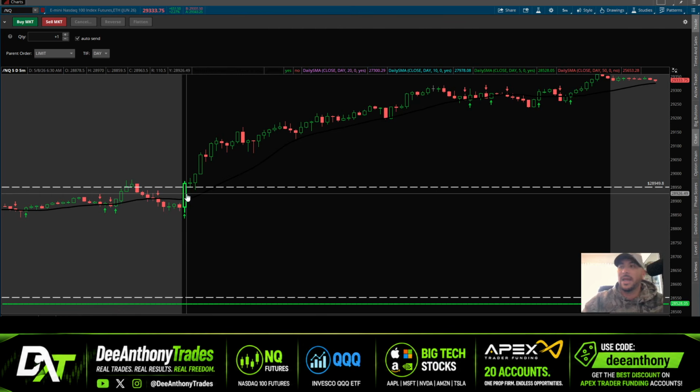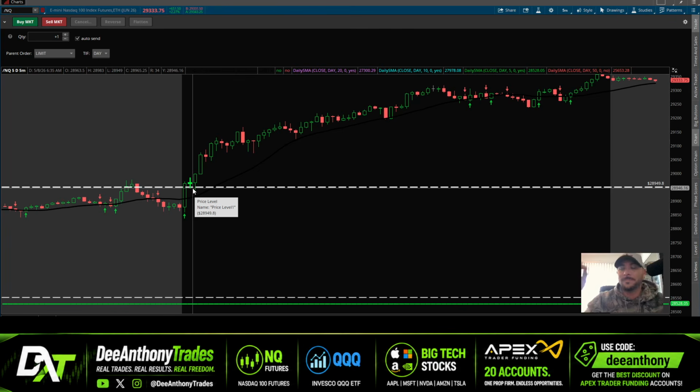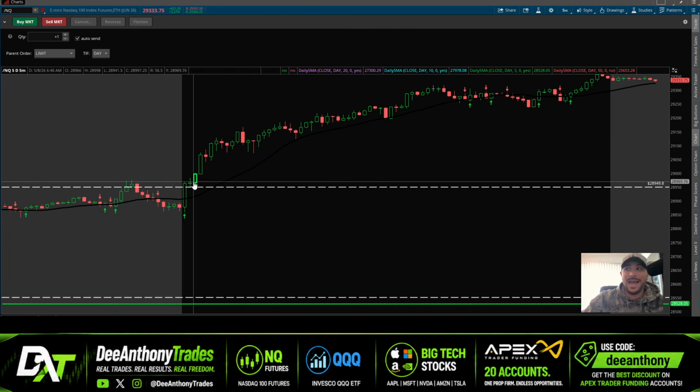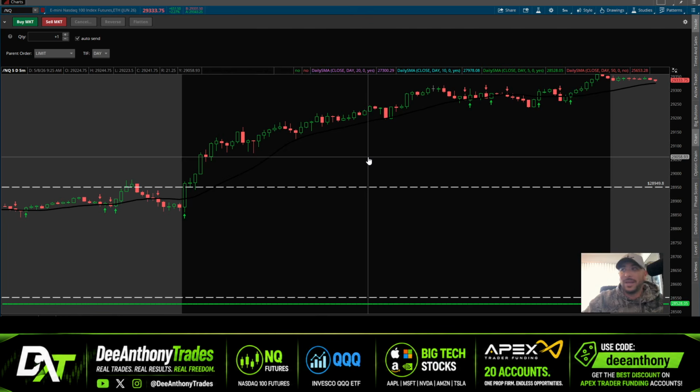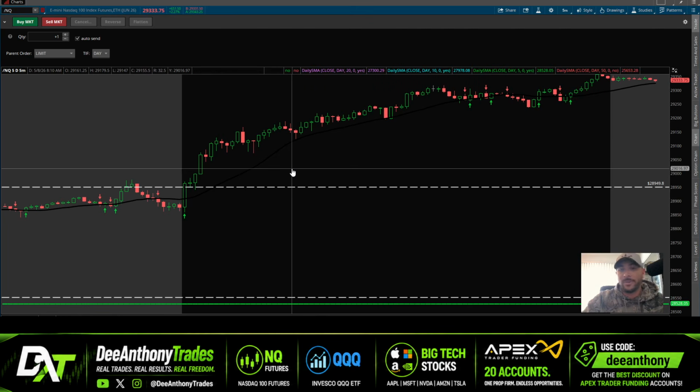Then you're going to go, okay? Or you're waiting for a quick back test where you kind of touch this level, but you never close below it and then start to push higher, okay? And again, it doesn't have to happen this quick. It could have happened an hour later. It could have happened 30 minutes after.